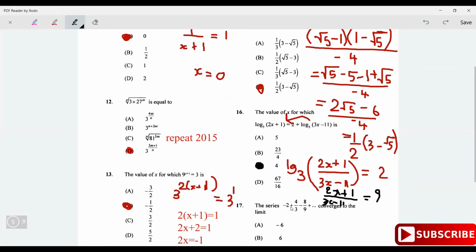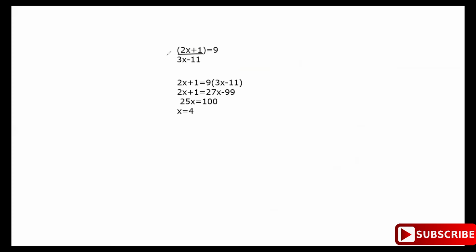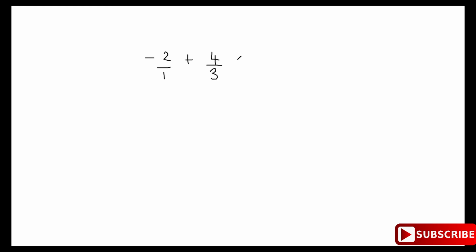All right, it says the series minus 2, 4 over 3, minus 8 over 9 converges to. Now this is minus 2 over 1. All right, so I'm going to write that out for us. Minus 2 over 1. Let's go to whiteboard here. Minus 2 over 1 plus 4 over 3 minus, I think it was 8 over 9. So if we were to continue, this would have been plus.